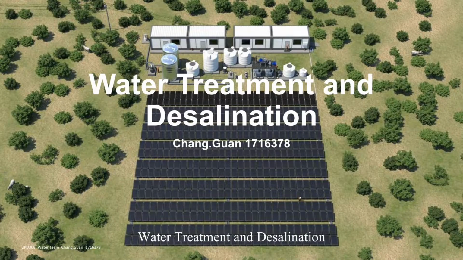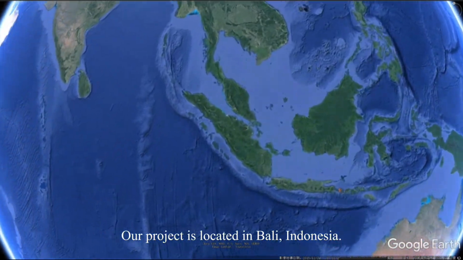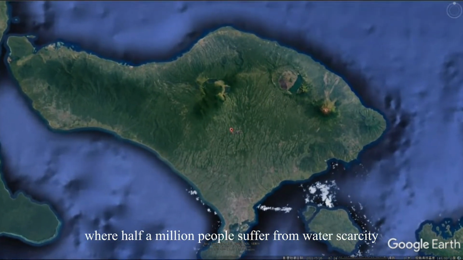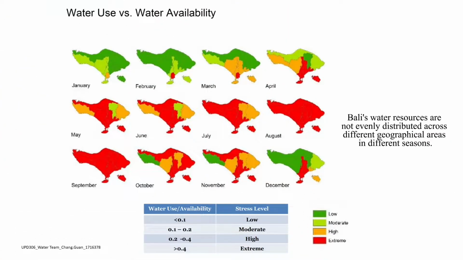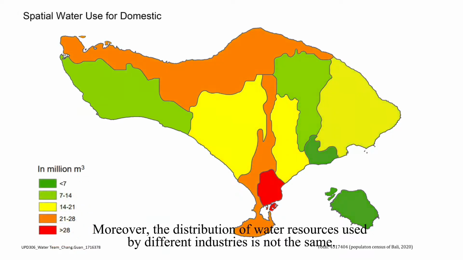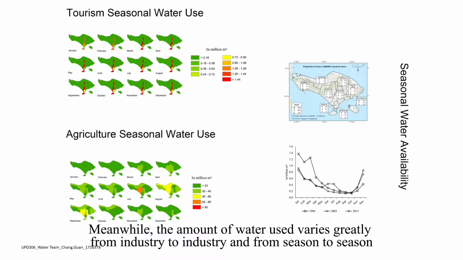Water treatment and desalination. Our project is located in Bali, Indonesia, where 500,000 people suffer from water scarcity. Bali's water resources are not evenly distributed across different geographical areas in different seasons. Moreover, the distribution of water resources used by different industries is not the same. Meanwhile, the amount of water used varies greatly from industry to industry and from season to season.